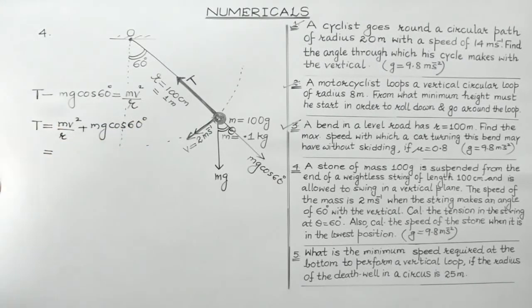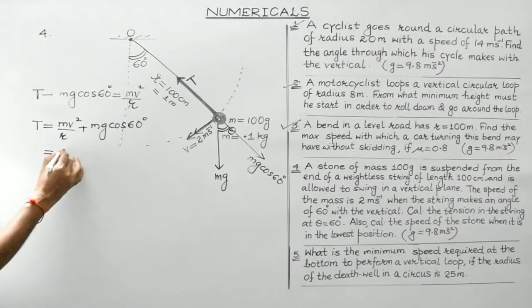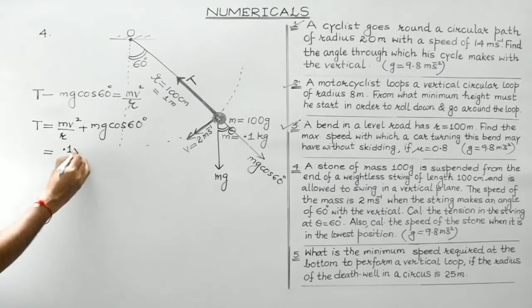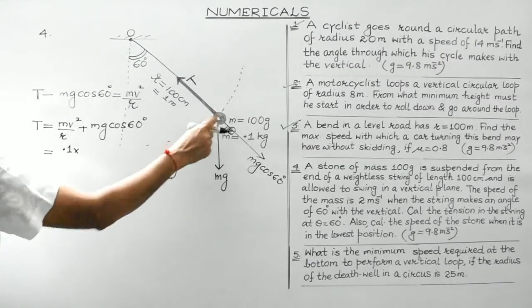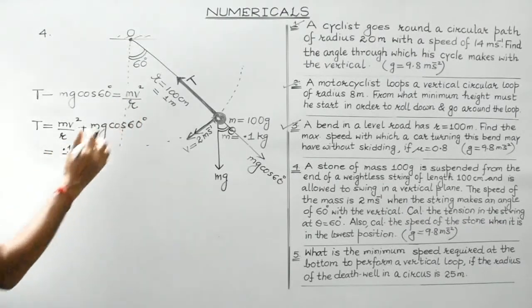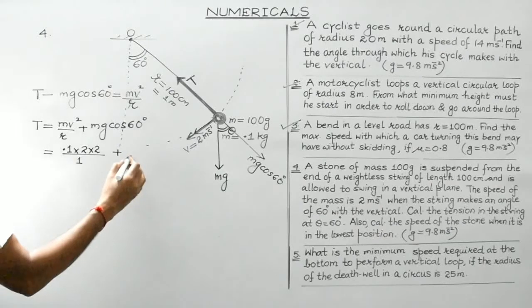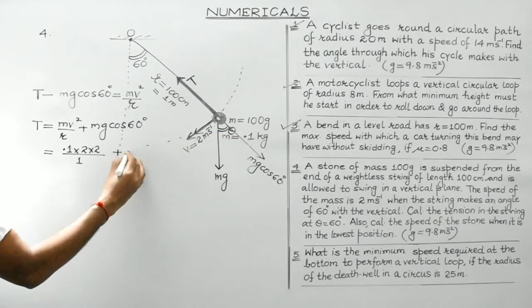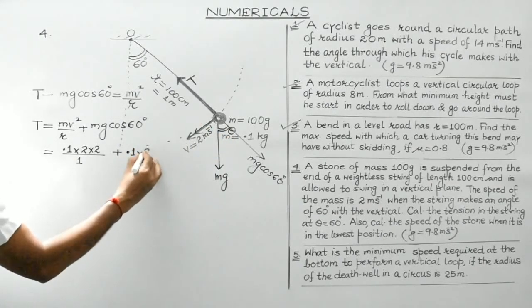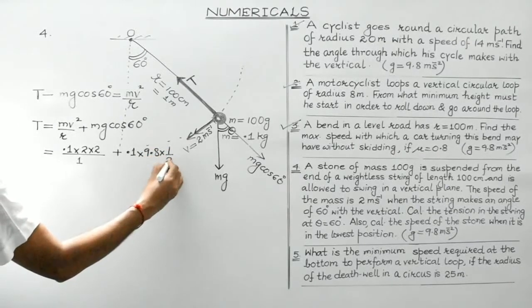Okay. Mass is given to be 0.1. V square: velocity at this instant is 2, so 2 square, divided by radius, which is 1 meter, plus, again, mass is 0.1 kg, small g is 9.8, and cos 60 degrees is half.